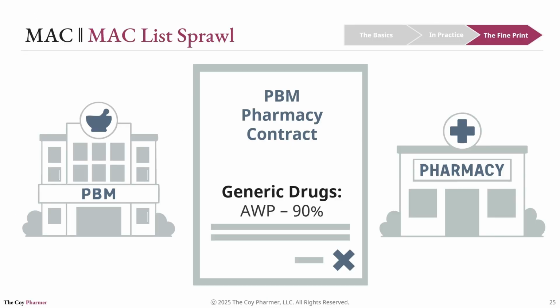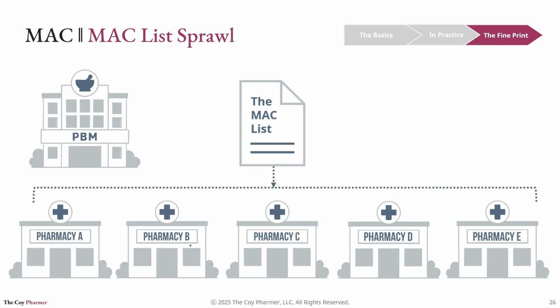Okay, so we're going back again to our example where the PBM has a contract with pharmacies to reimburse generic drugs at AWP minus 90% on average. What a lot of folks that are not familiar with MAC management might think is that this means that the PBM has a MAC list that has many products on it, and they work to average those products out throughout all the pharmacies to AWP minus 90%.